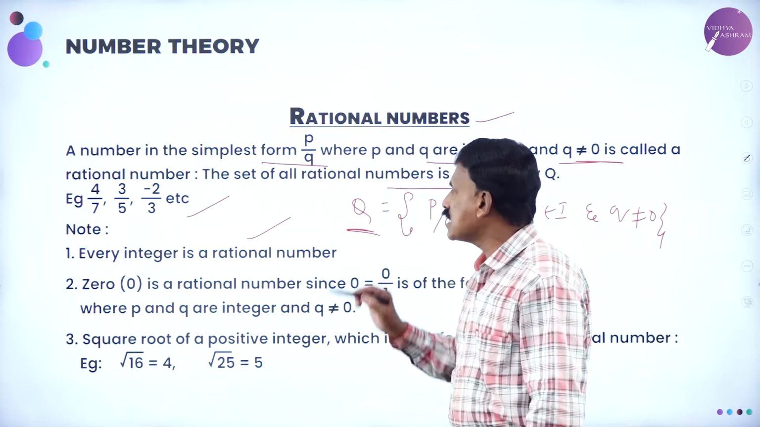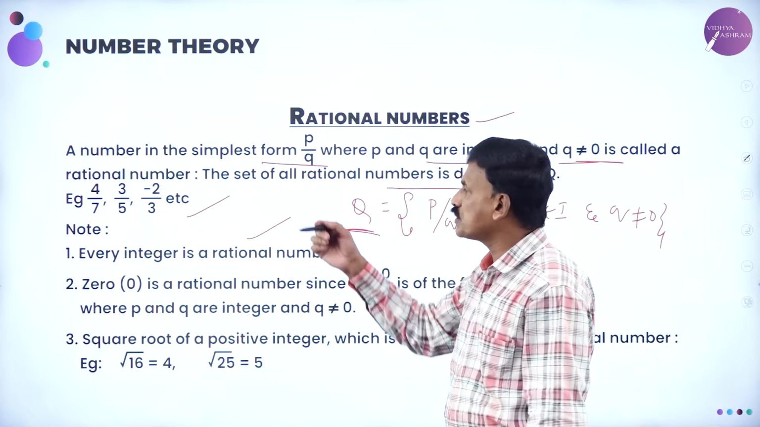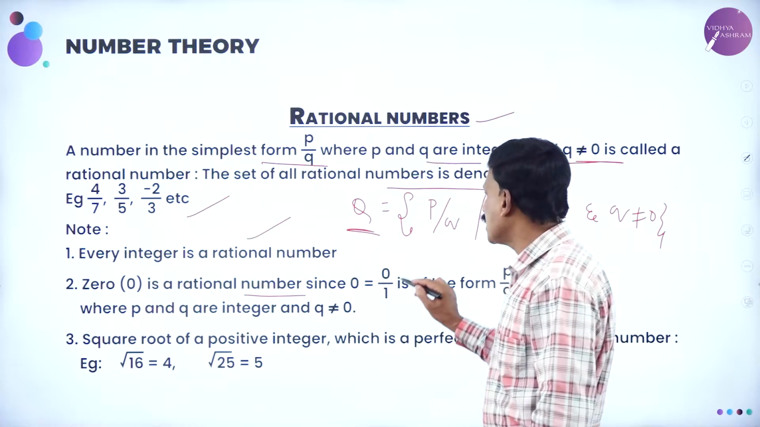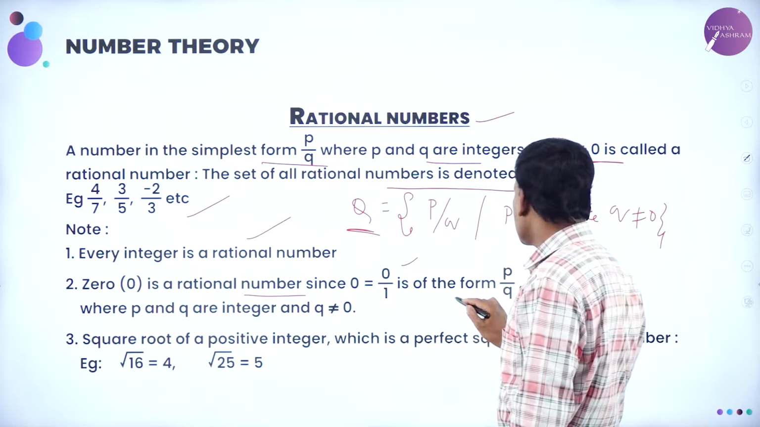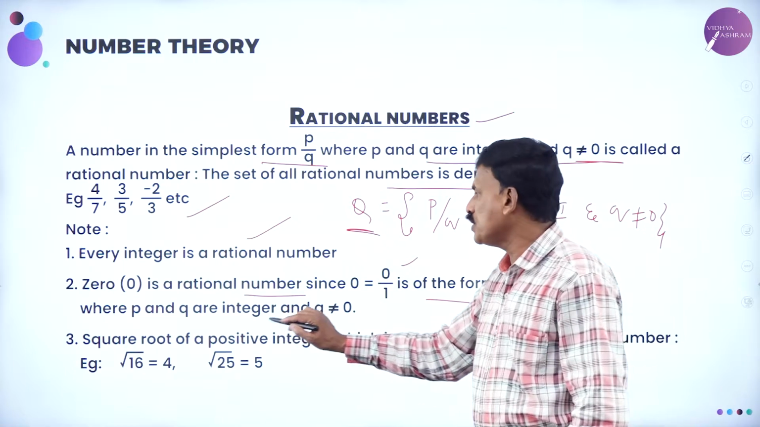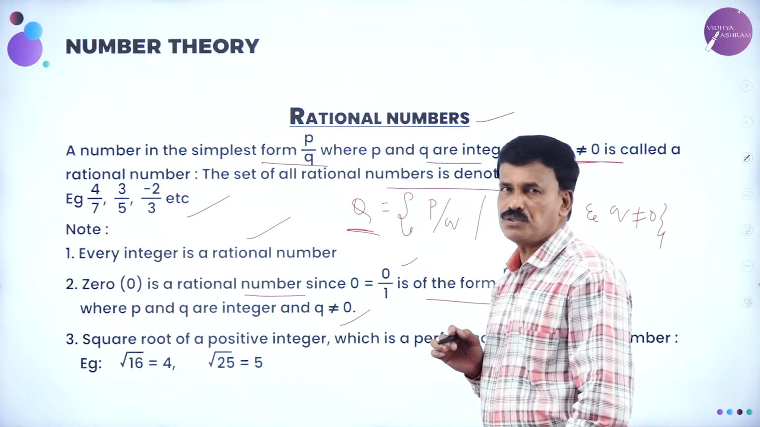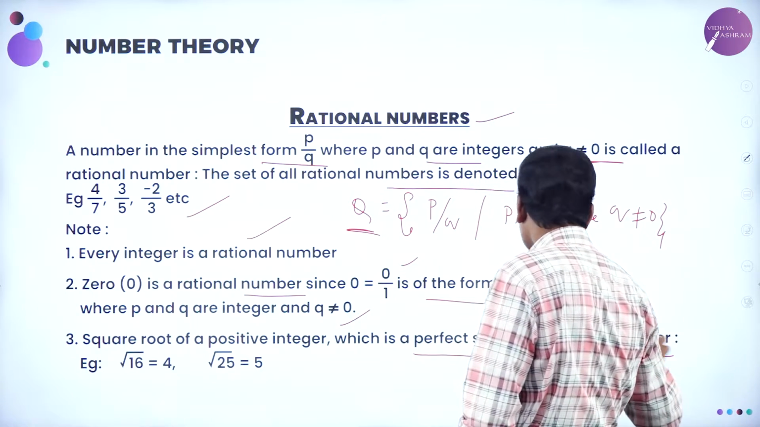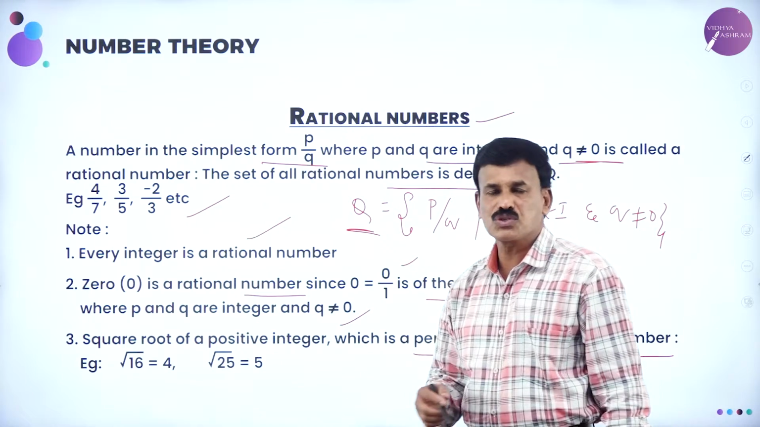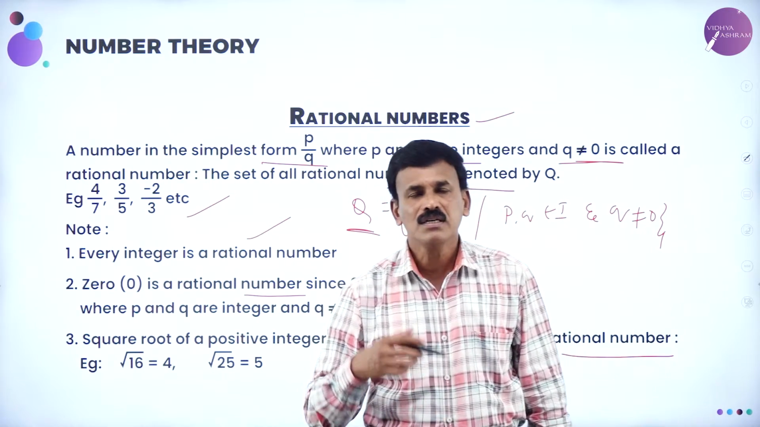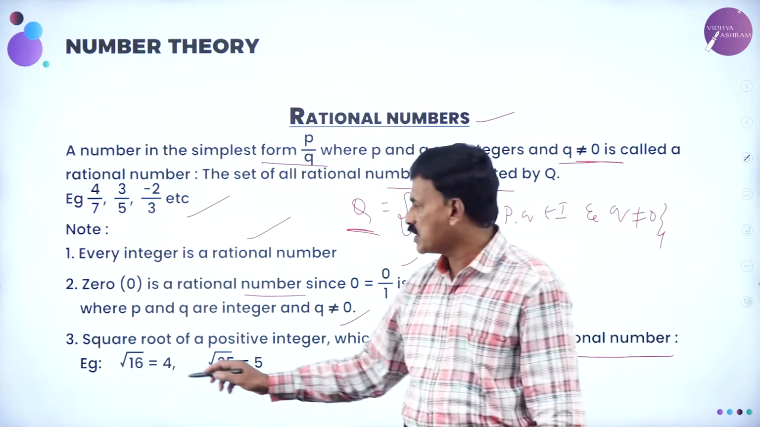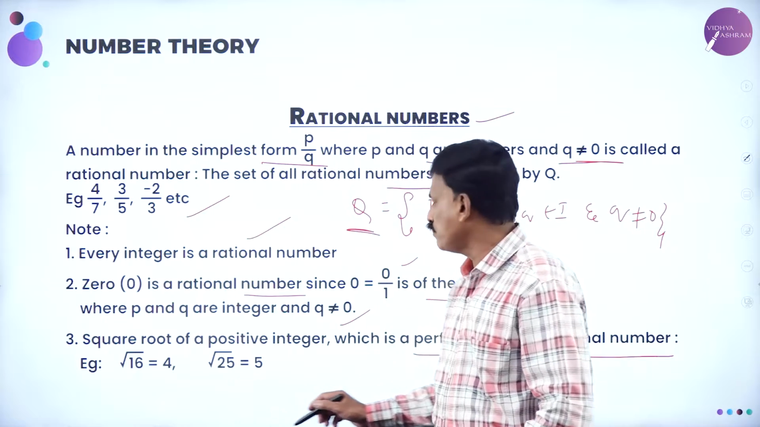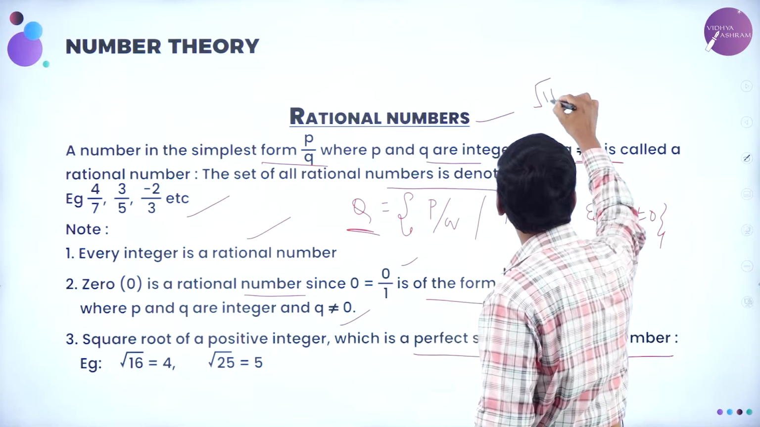Every integer is a rational number. Every integer can be expressed in the form of p by q. 0 is a rational number since 0 can also be written as 0 by 1, so it is of the form p by q where p and q are integers and q is not equal to 0. Next, the square root of a positive integer which is a perfect square is a rational number. For example, square root of 16 is 4. 4 can also be written as 4 by 1 which is of the form p by q. So square root of 16 is 4.